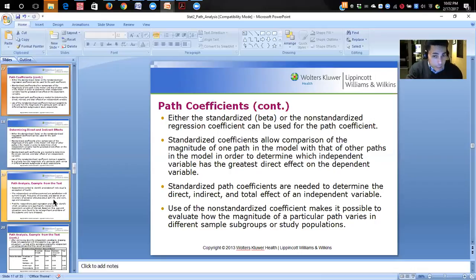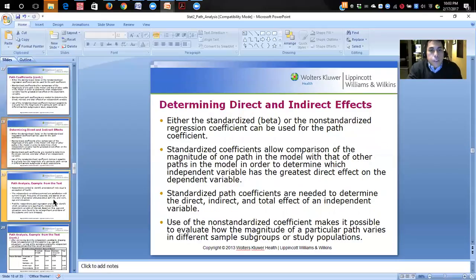The use of the non-standardized coefficient makes it possible to evaluate how the magnitude of a particular path varies in different samples, in different subgroups, or different study populations. So it is actually a very good way of answering a different angle of a research question when you use path analysis. So always remember that when we do path analysis, we use either the standardized beta or the non-standardized regression coefficient.